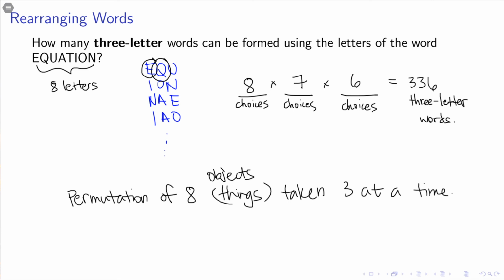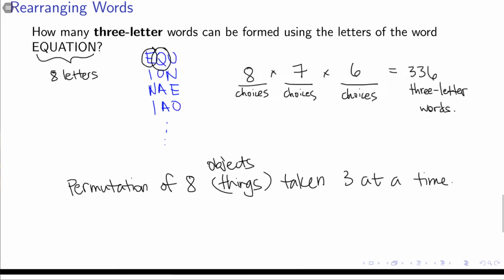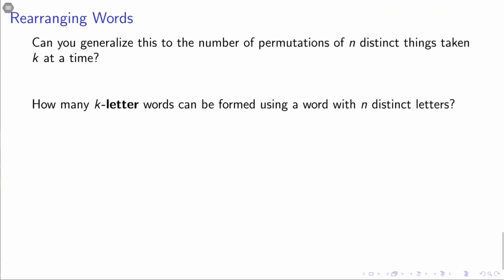And so the question I'd like to leave you with in this video is, can you generalize this to count the number of permutations of n distinct things taken k at a time? In other words, how many k-letter words can be formed using a word with n distinct letters?